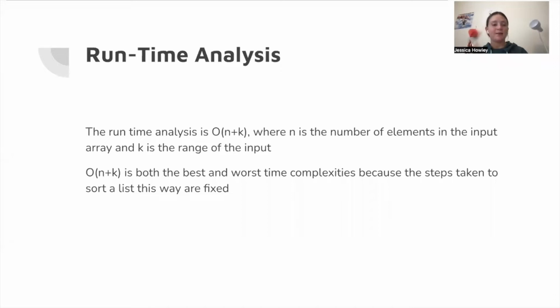The runtime analysis. So the runtime analysis is O(n + k), where n will be the number of elements in the input array, and k is the range of the integers in the array. So say if the range is 0 to 9, k will be 10. It's both the best and worst time complexity, O(n + k), because the steps taken in this sorting are fixed. It's not variable depending on how many elements are on the list, etc. It'll always be the same time complexity.